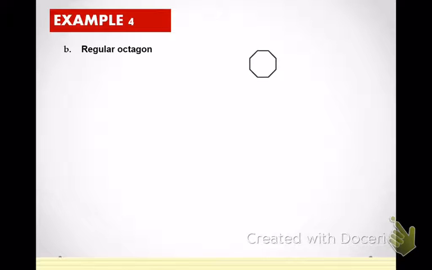Octagon. Okay, what rotation? What's the smallest rotation I could make on this to map it onto itself, if it's an octagon?